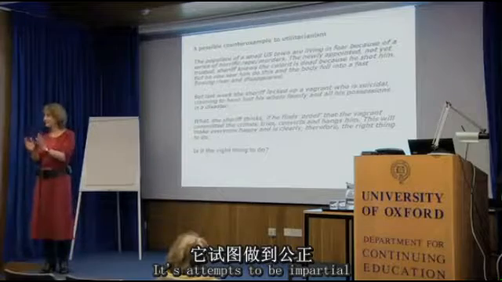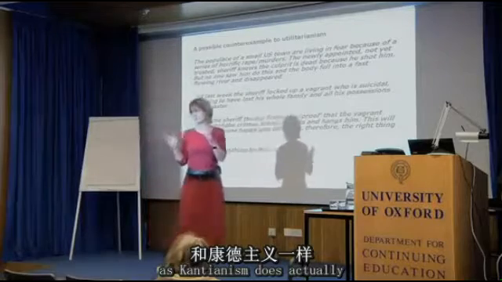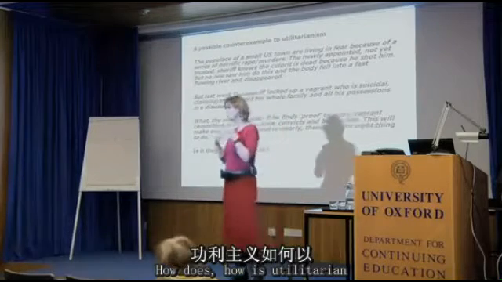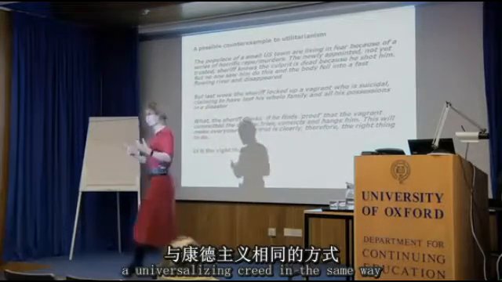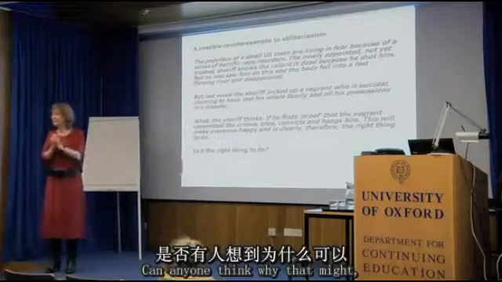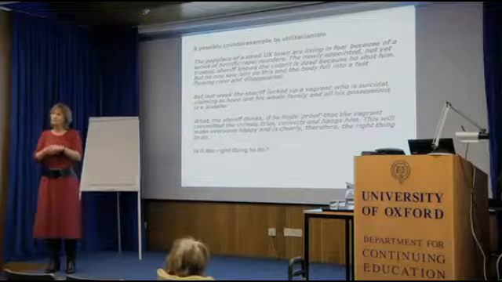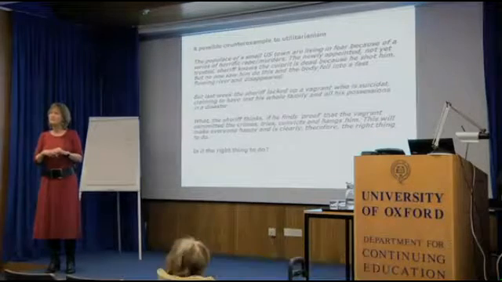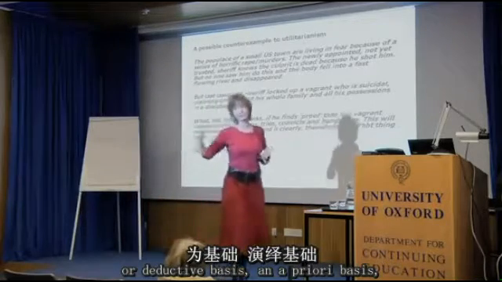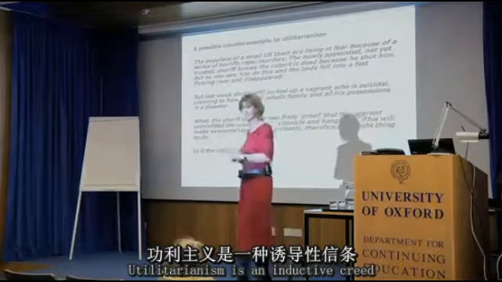It's an attempt to be impartial. It uses the same universalizing elements as Kantianism does, actually. Can anyone tell me how it does that? How is utilitarianism a universalizing creed in the same way that Kantianism is? Can anyone think how that might work? It's a rationalistic thing? Is it that they both supposedly come from a rational basis? No, because one comes from a demonstrative or deductive basis, an a priori basis, and the other from an inductive or probabilistic basis. Utilitarianism is an inductive creed.